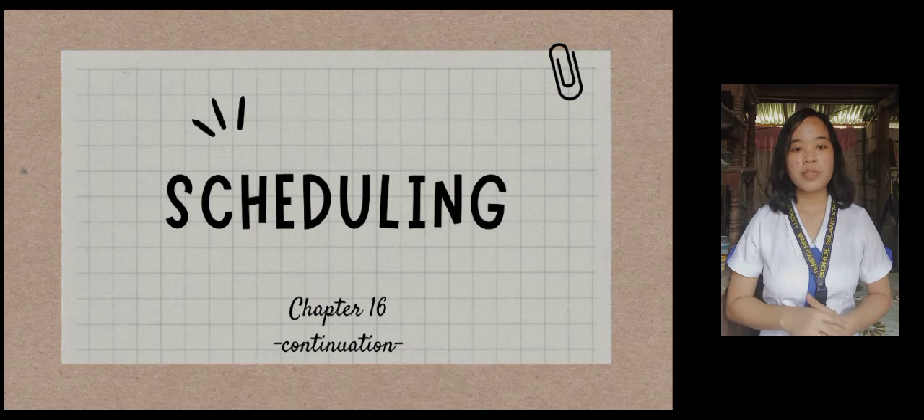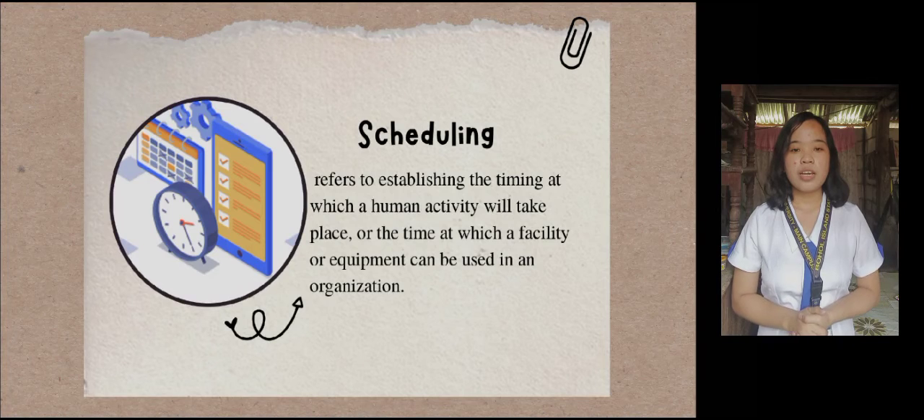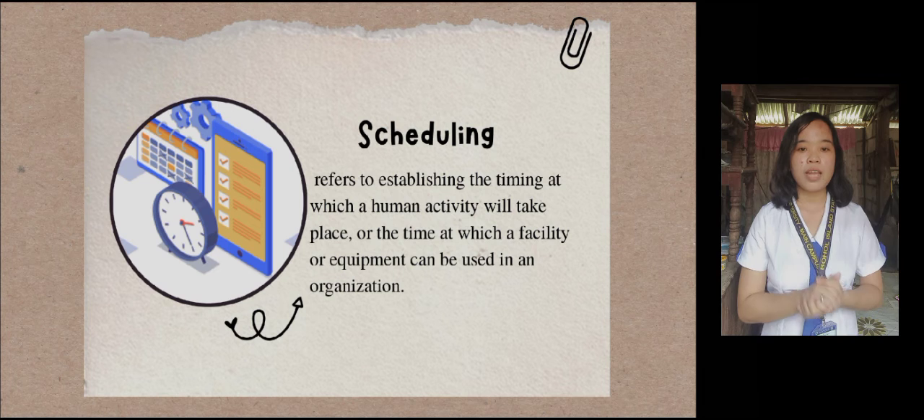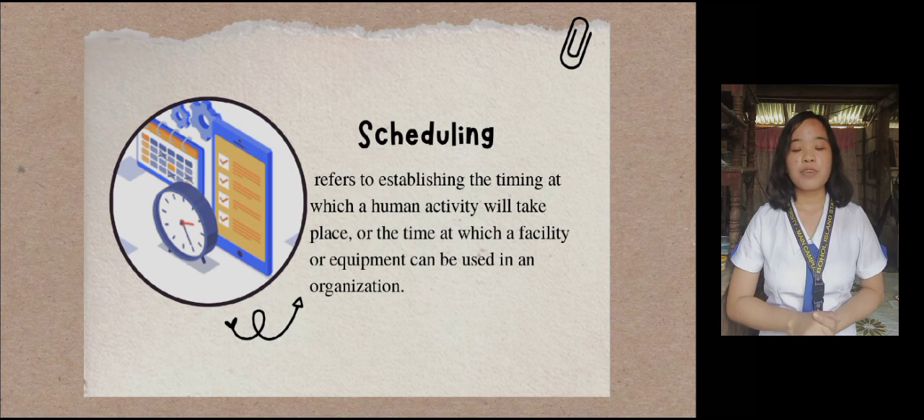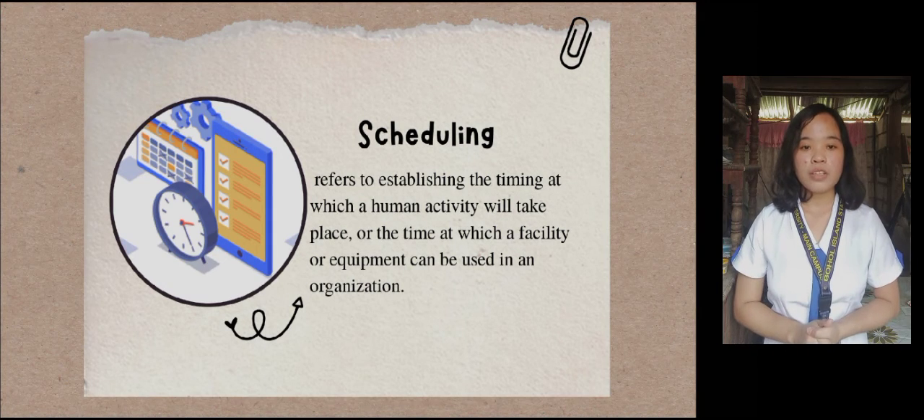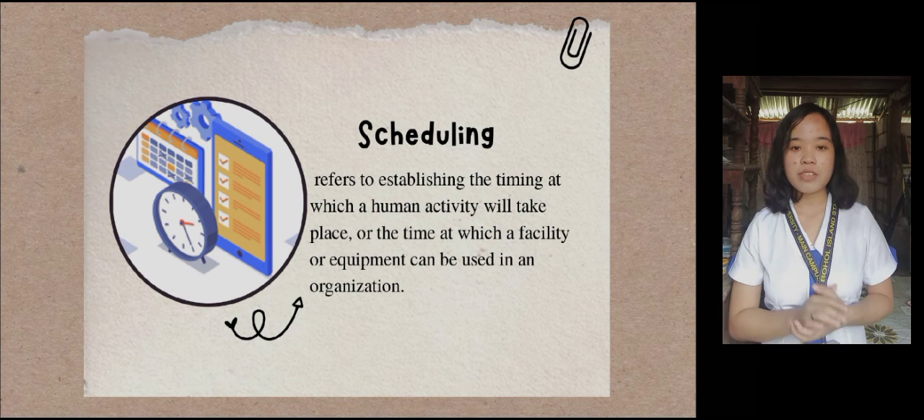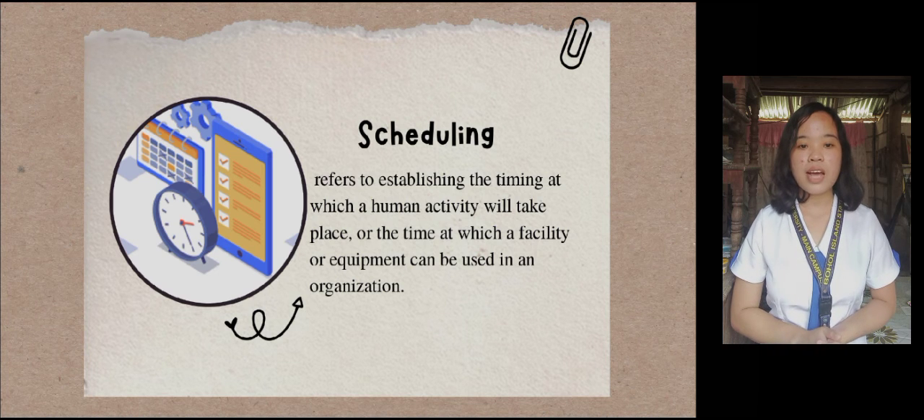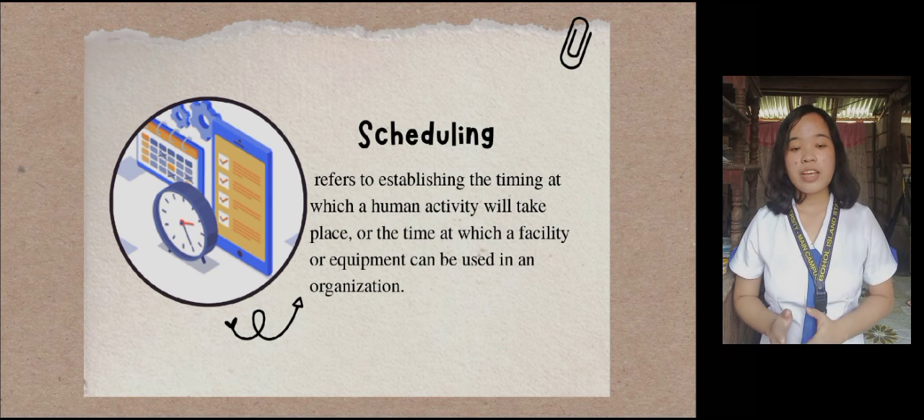Before I will start my discussion, let's have a recap on what is scheduling. Scheduling refers to establishing the timing at which a human activity will take place or the time at which a facility or equipment can be used in an organization. The primary objective of scheduling is to trade off between two or more conflicting goals. These goals may include efficient utilization of facilities, equipment, and staff, and minimizing process time and customer waiting time.